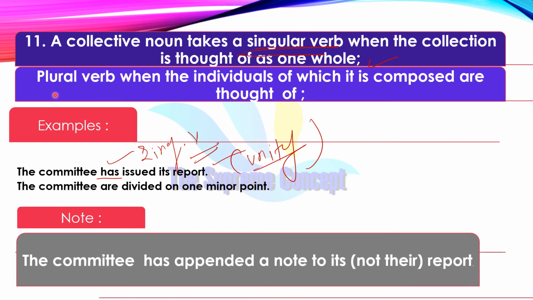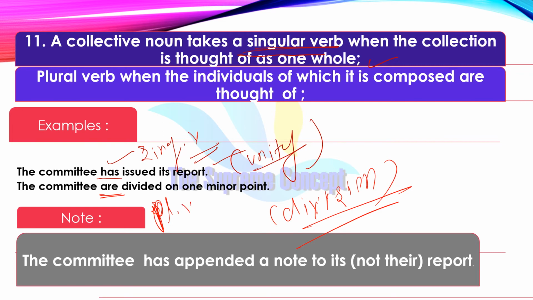And the second thing is that a collective noun takes a plural verb when the individuals of which it is composed are thought of. What that means is, if we can see diversity or division, we actually use are, plural verb form. The committee are divided on one minor point. Here we are considering division. They are not united. This sentence says that the committee are divided on one minor point. Here division is there, not unity. That's why we use the plural verb form are.